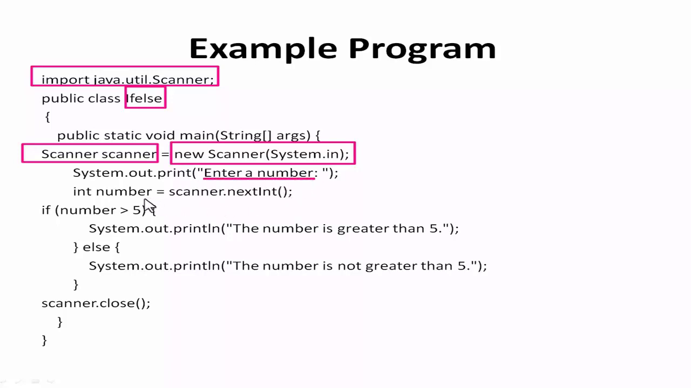Whatever number he enters should be an integer type, so you have declared an integer number, and the number you accept through the scanner is stored and assigned to this number by using scanner.nextInt. Here the criterion is to check whether the number is greater than 5. If the number you enter is greater than 5, it prints the number is greater than 5.